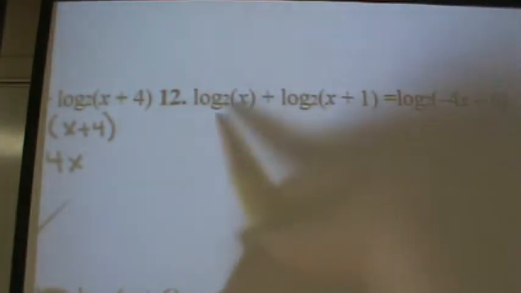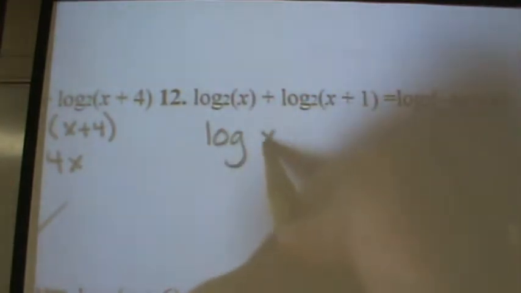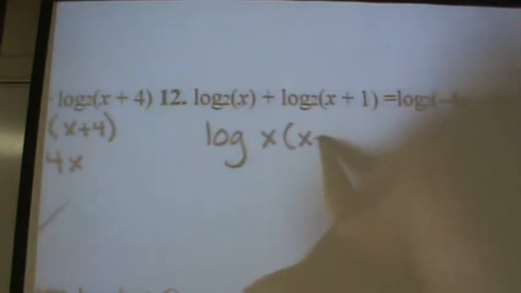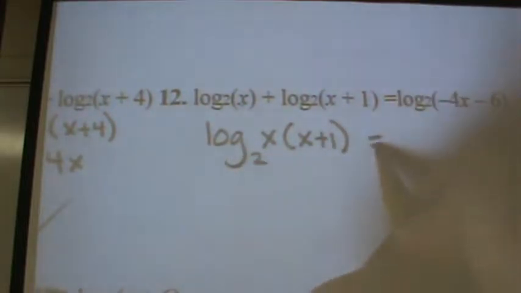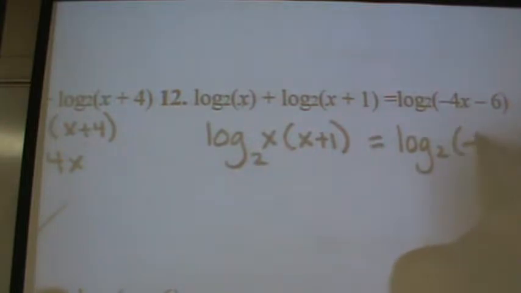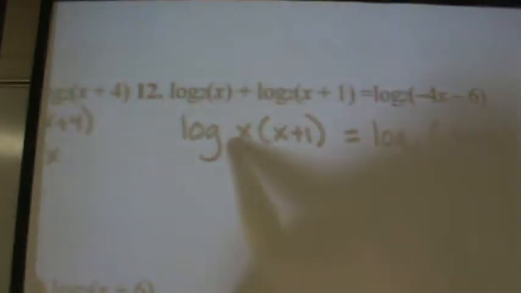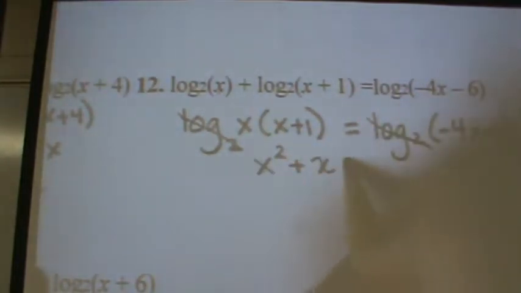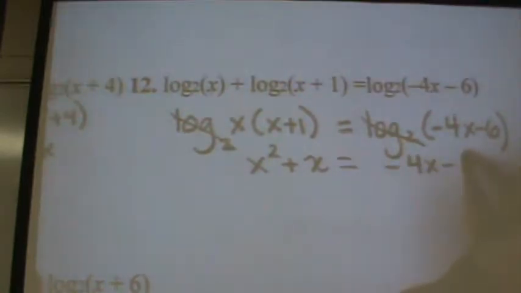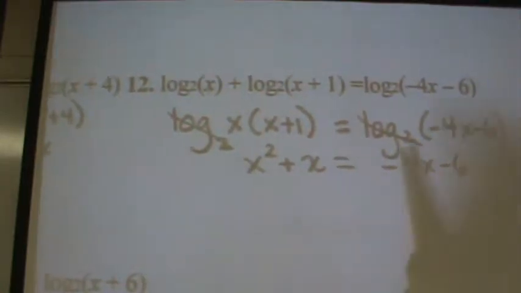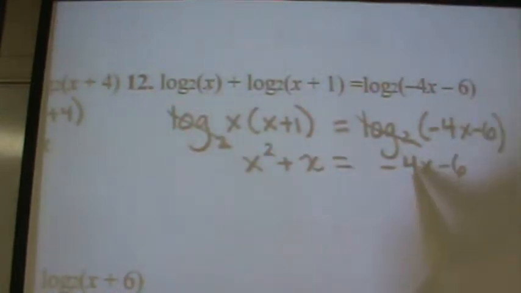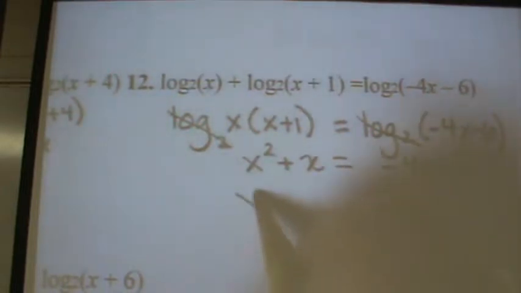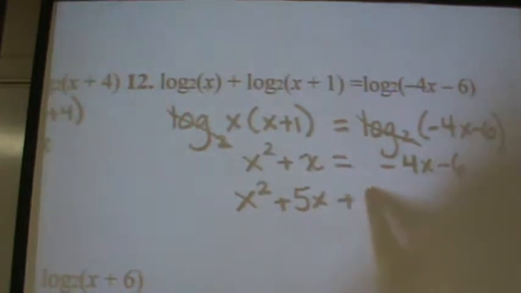Number 12, same thing. This side, you only have to multiply that, so it's the log of x times x plus 1, base 2, so these base 2's are going to cancel, so you have x squared plus 1x equals negative 4x minus 6. Set this equal to 0, so you would add 4x to 1x. What's 4x plus x? 5x, and then add 6.